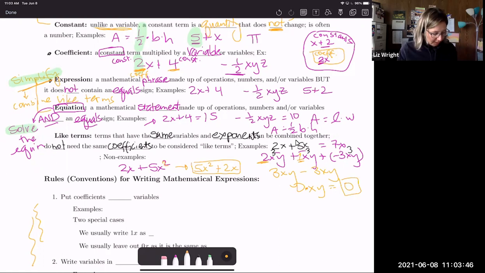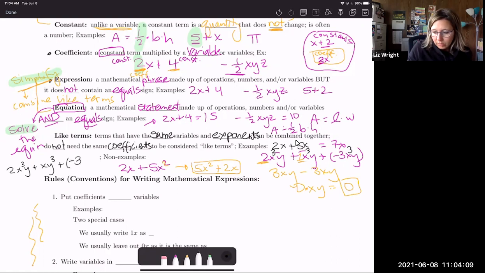Let me give you here another non-example. So let's say that we had a very similar one to the one we just had, and it was like 2x to the third y plus xy to the third plus a negative 3xy, like that one. So you would look across and say, and this is a non-example.